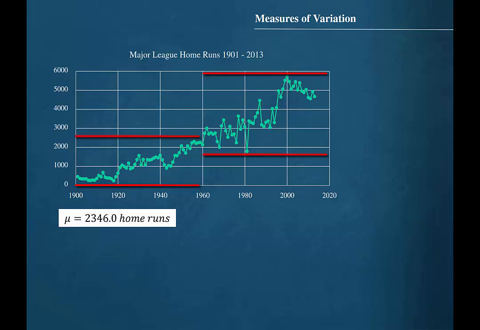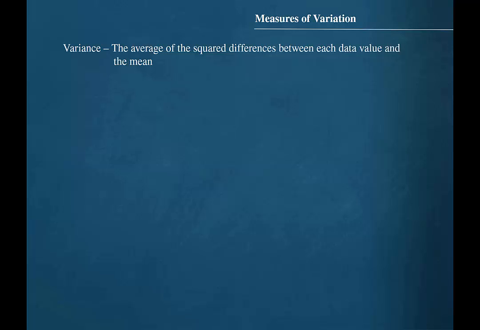This brings up a question that is asked as frequently as any other in statistics. How much variation exists within the data? One of the measures that is used to quantify variation in a data set is the variance. The variance is the average of the squared deviations between each data value and the mean.